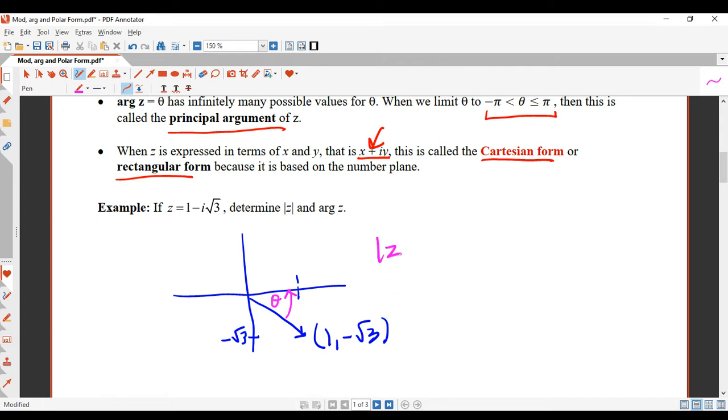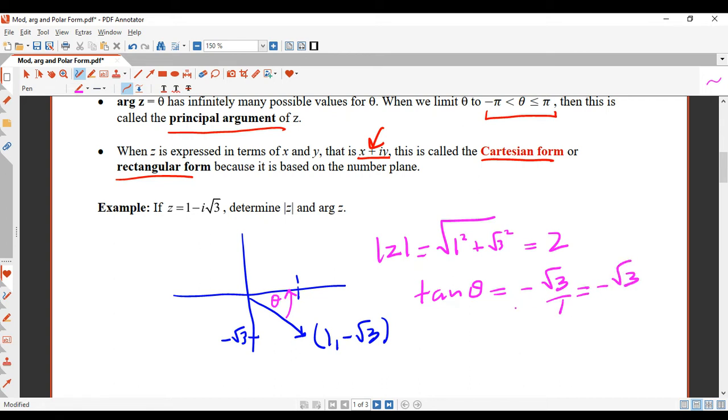So let's start off with the modulus. Modulus is just the square root of 1 squared plus root 3 squared. Don't worry about the negative. And that's going to give you 3 plus 1 is 4, square root of that is 2. So mod z equals 2. Now to work out the argument, we know that tan theta is equal to minus root 3 on 1, which is just minus root 3. And shift tan of minus square root of 3.